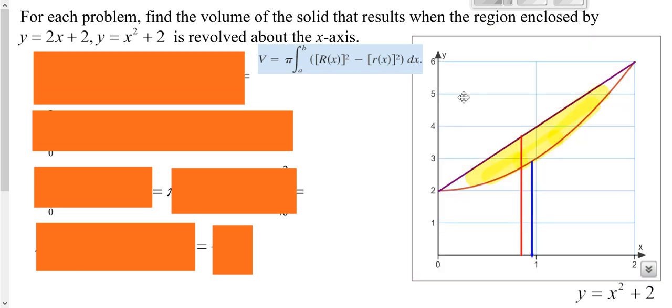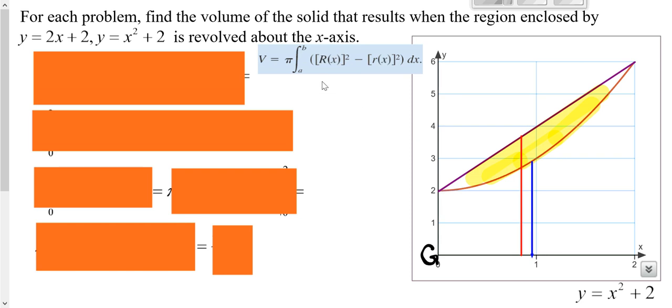We are revolving around our x-axis, so that would be going around here. So we're going to take the shaded region, the region between your line and your parabola, and revolve it around your x-axis. Since our shaded region does not touch our axis of revolution, that means we're going to have a hole in the middle of it when we revolve it.